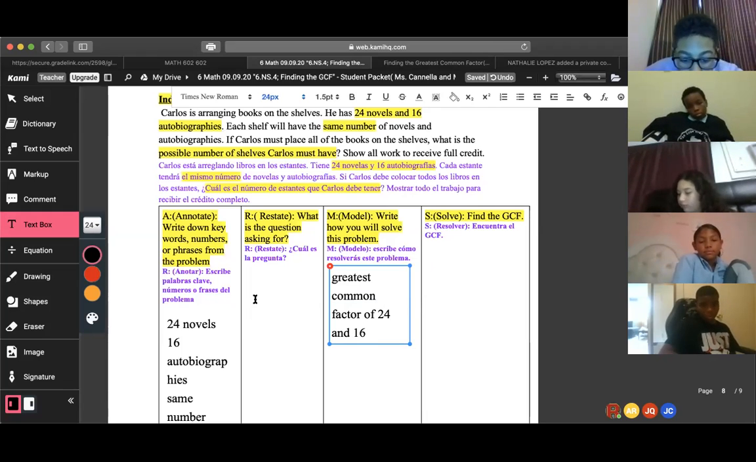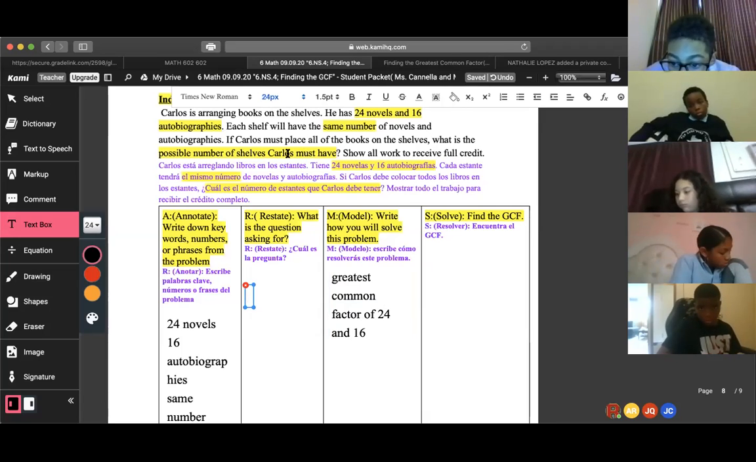Now we're talking. Now take this question. Look at this real quick. It says, what is the possible number of shelves Carlos must have? Okay, well, I need to know how many shelves. So I'm going to say, what is the number of shelves?